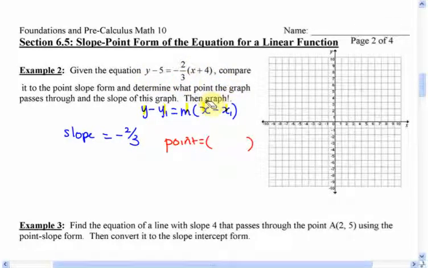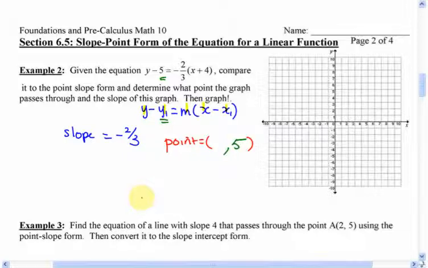Okay, let's do the y part first. y1 is the number that goes after the minus sign. So what's the number that goes after the minus sign here? It's just 5. So the actual y coordinate is 5.